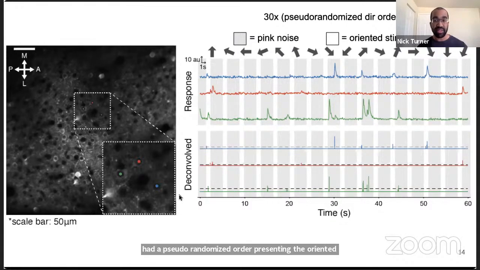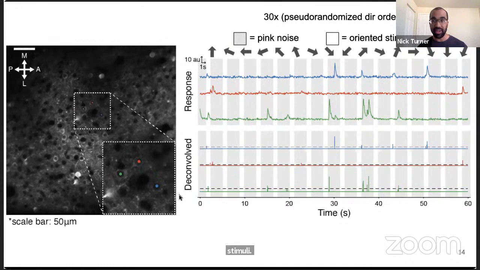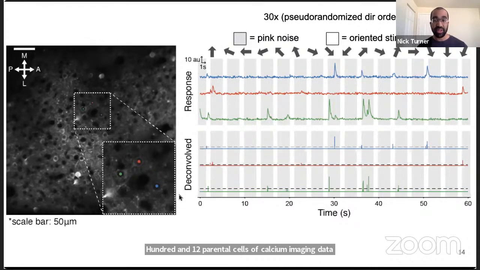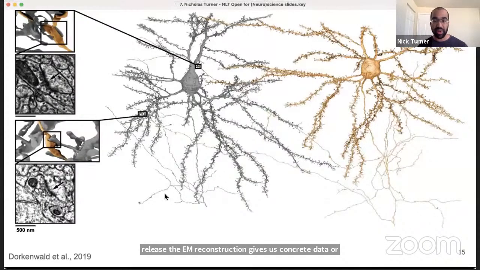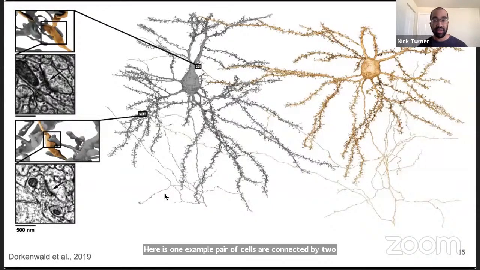112 pyramidal cells of calcium imaging data, and that's also available in all the stuff that we release. The EM reconstruction gives us concrete data on local connections between pyramidal cells. Here is one example pair of cells that are connected by 2 synapses shown within insets on the left. We've done some analysis of these connectivity structures in a few manuscripts, and Forrest referenced those earlier. But there are also a lot of interesting questions one can ask relating this connectivity to functional responses.